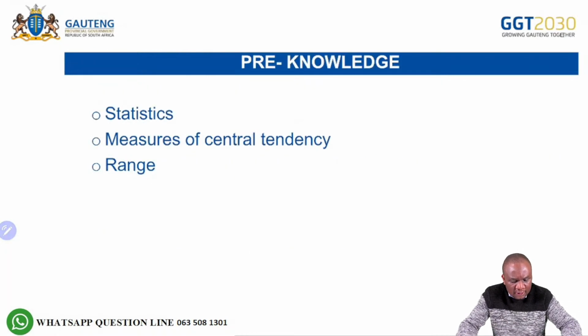Right, let's start. We've done statistics. Statistics, it's not the first time to do that, even from our lower grades. In the previous lesson, we did measures of central tendency. We've done the range also. Remember, mean, median, mode, measures of central tendency. And then on top of that, we've done the range in the previous grades.